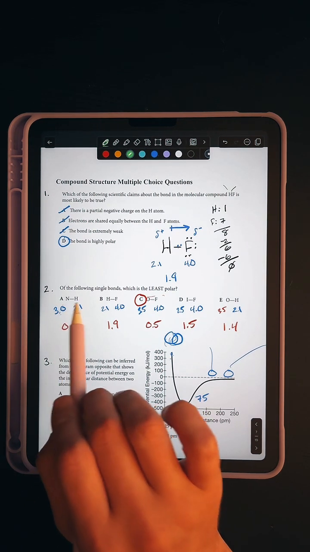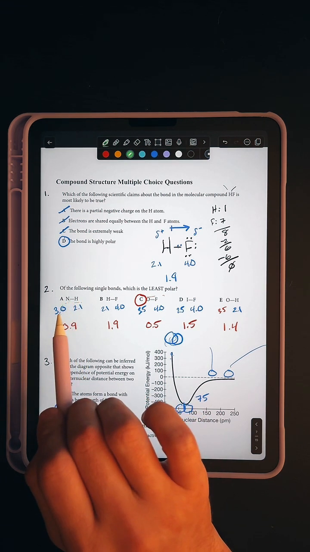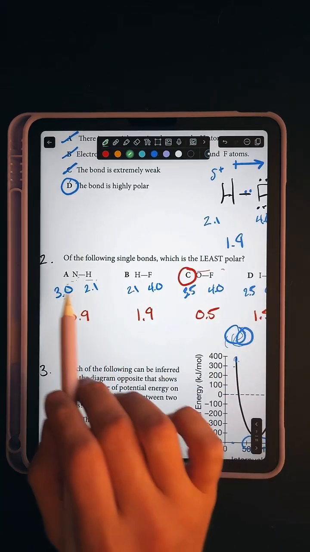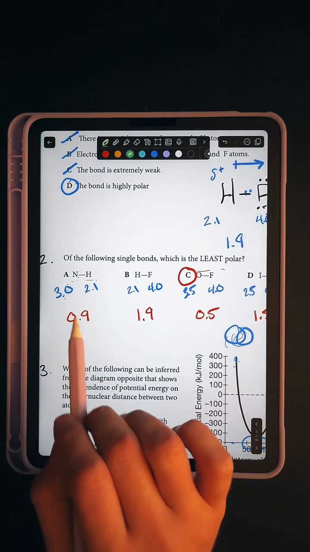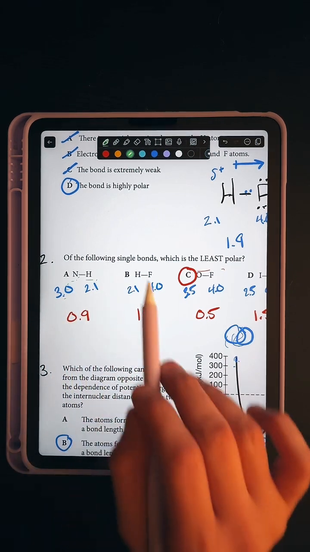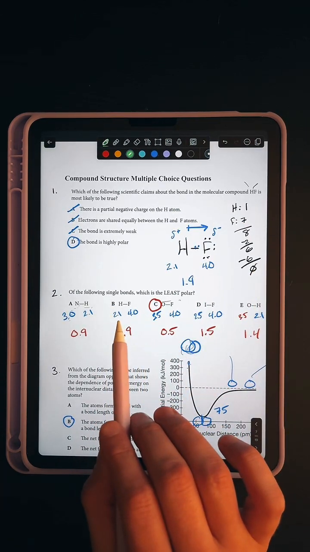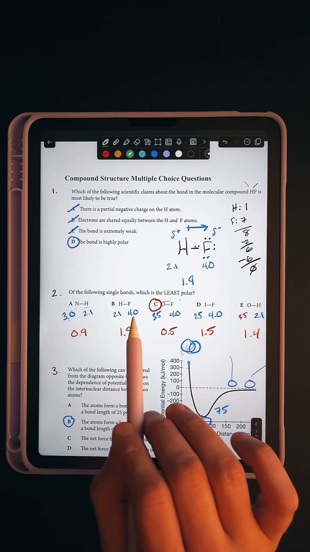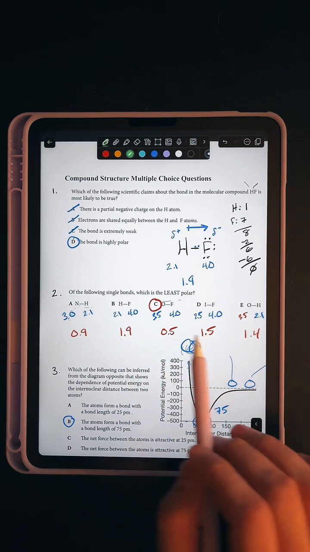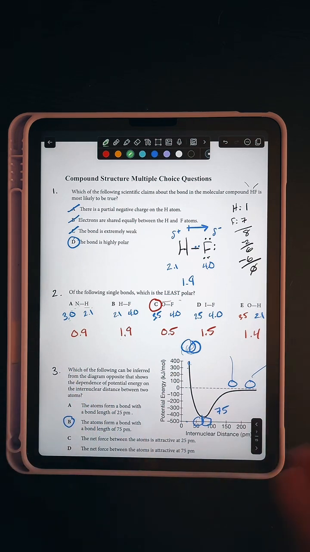What you would look at is the difference in your bond electronegativity. Nitrogen has an electronegativity of 3.0. Hydrogen has a value of 2.1. When you take the difference, the overall polarity of that bond, the dipole moment, is 0.9. You would do that for all of the bonds you need to order. Hydrogen is 2.1, fluorine is 4.0, and the difference gives us our dipole. Then you can organize them from least to greatest or greatest to least.